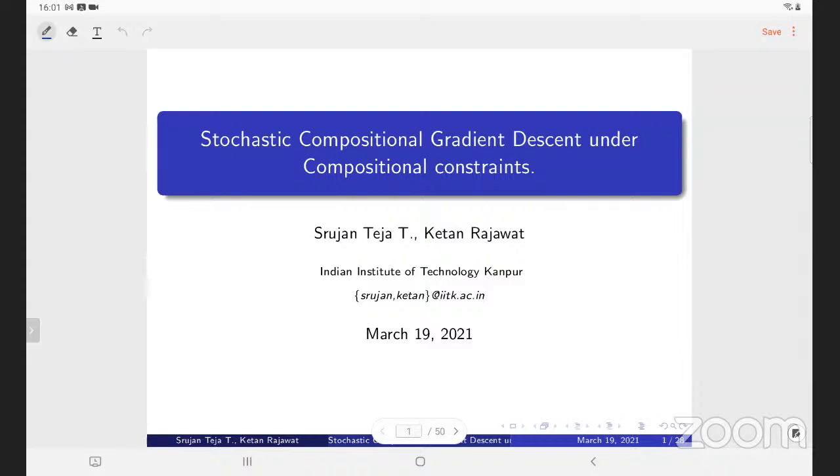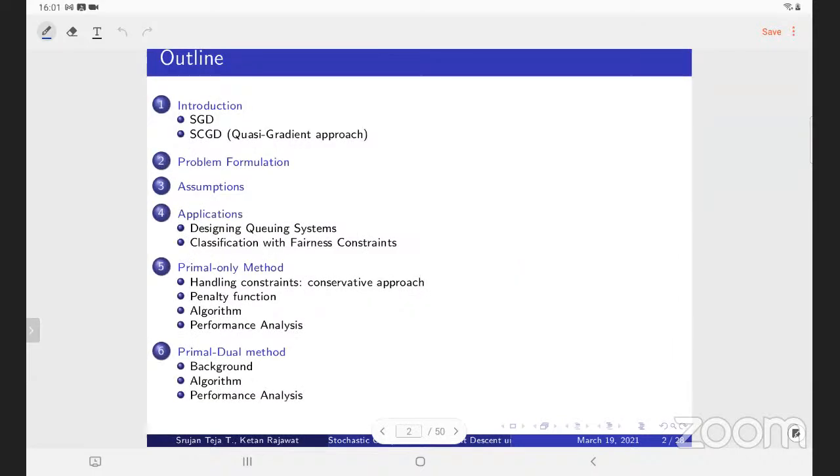Good evening, everybody. So today I'm going to talk about this stochastic compositional gradient descent under compositional constraints topic. The brief outline of the topic is as follows. First, I cover stochastic gradient descent and stochastic compositional gradient descent as an introduction part. Later, I formulate the problem. Then I state the assumptions. Then I discuss two applications that have this particular structure. And then I finish my presentation by explaining the two algorithms that solve this problem.